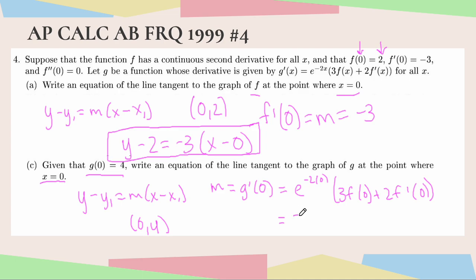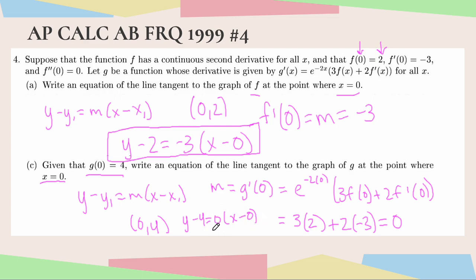So now I have 3 times f of 0, which is 2, remember that was given here, plus 2 times f prime of 0, which was negative 3. Remember that was given there. Okay, and then just simplifying that, this would be positive 6 plus negative 6, which just gives us 0. So now, plugging into this over here, I would get y minus y1 equals m times x minus x1.